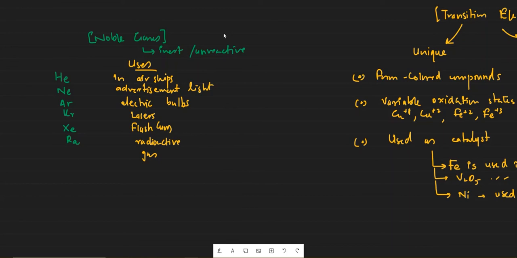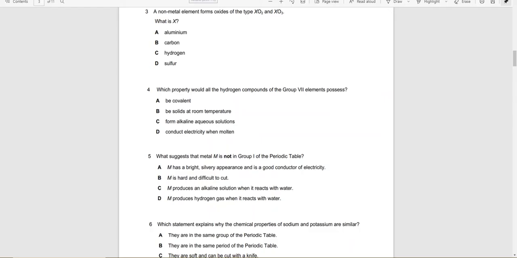So switching to another screen. Okay, let's start with this question. A non-metal forms oxides of the type XO2 and XO3. They can easily be seen as SO2 and SO3. So, it clearly is sulfur.